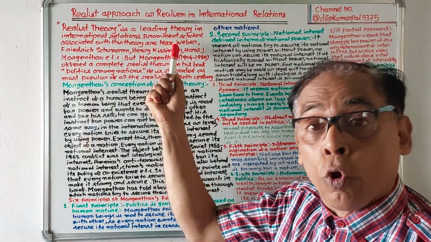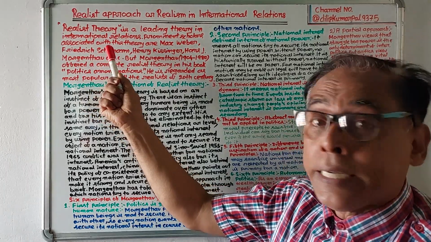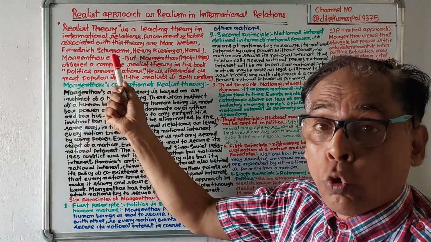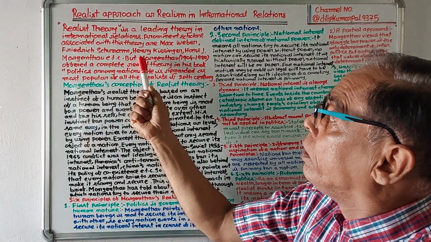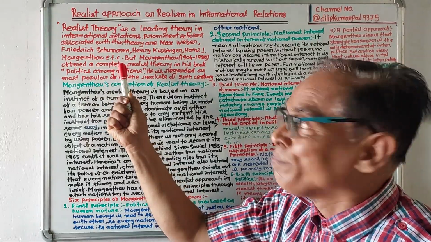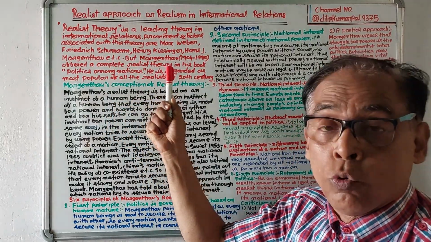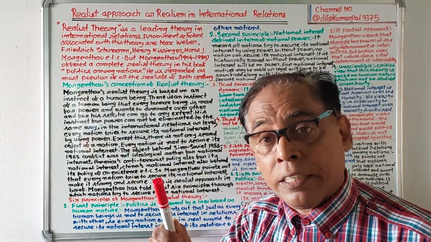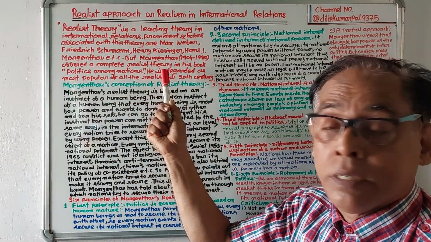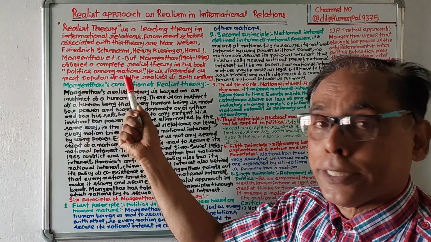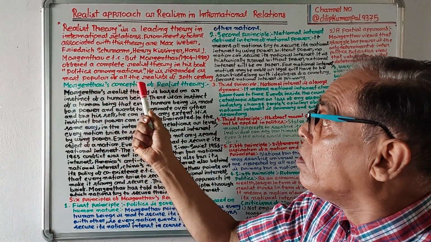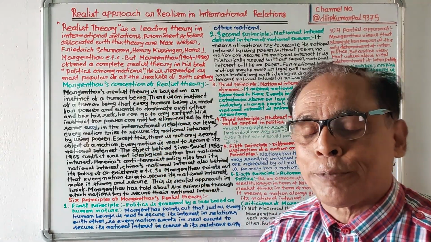Prominent scholars associated with this theory are Max Weber, Frederick Schumann, Henry Kissinger, Hans J. Morgenthau. But Morgenthau, who was born in 1904 and died in 1980, offered a complete realist theory in his book Politics Among Nations. He is regarded as the most popular of all the realists of the 20th century.